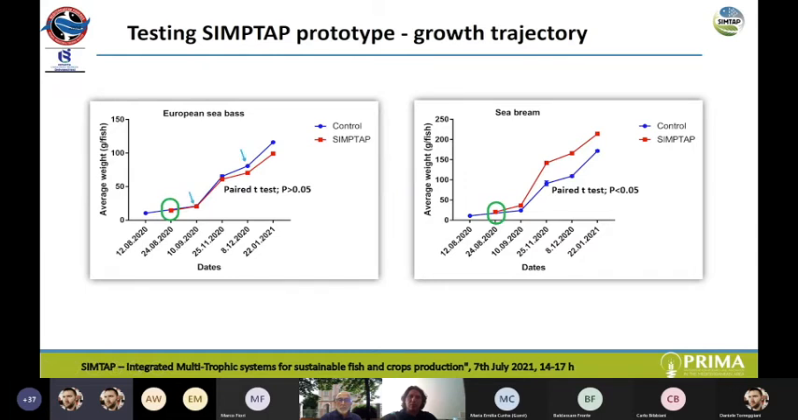On these dates, we reduced the stock of fish in the system by reducing the number of fish. In the case of European sea bass, we reduced the fish stock twice during the experiments. And for European sea bream in the SIMTAP system, we reduced fish stock only once, compared with the twice in the control system.